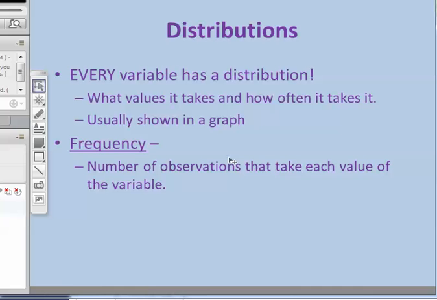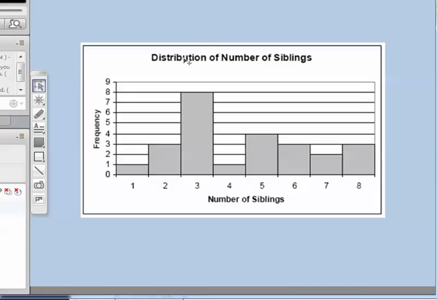There are a number of observations that you can take of each value of a variable, and that will tell you the frequency that it occurs. Okay? And you can use that frequency information to make the graph. Okay? You've all seen these type of graphs before. This is a frequency distribution graph. Okay? This is showing the distribution of the number of siblings.